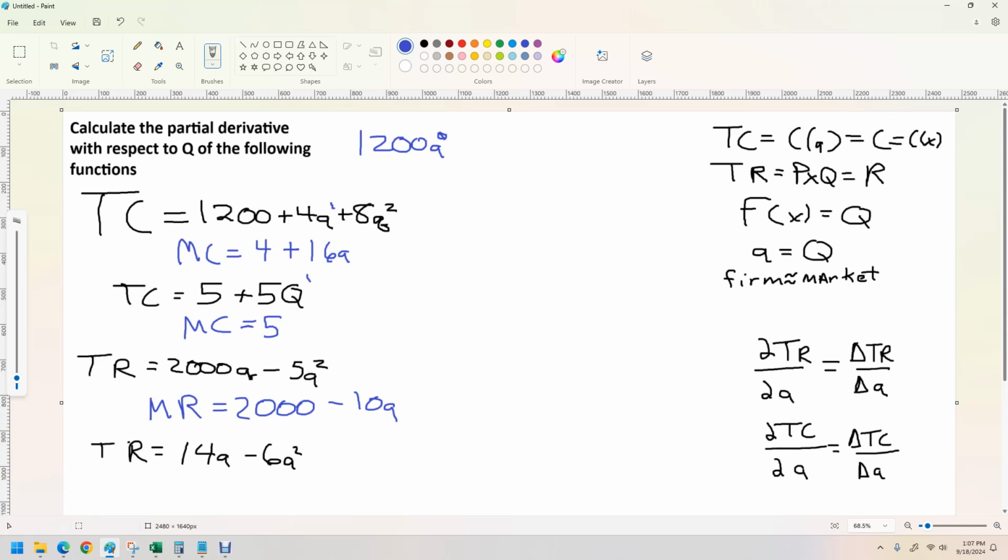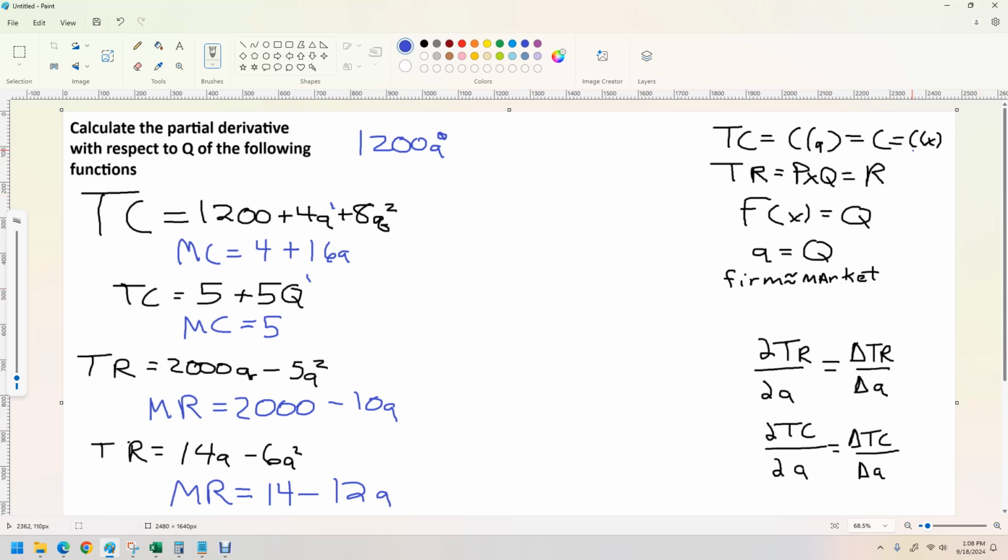If you want to know how I got these, there are other videos, from me and from other people, that go into where we got the total revenue function. But anyway, this is practicing your calculus. Marginal revenue, 14 minus 12q, and that's the marginal revenue of that total cost function. Okay, so those are the answers.